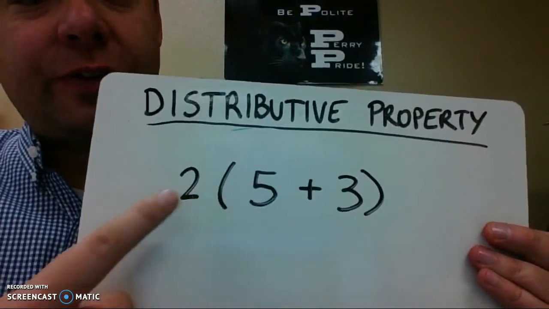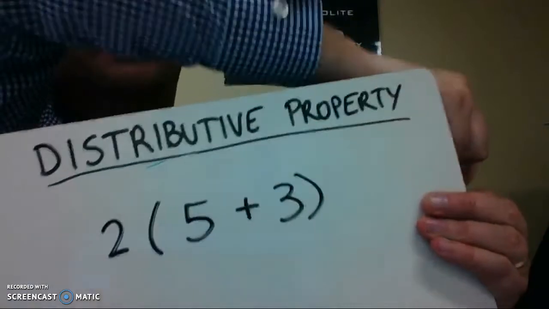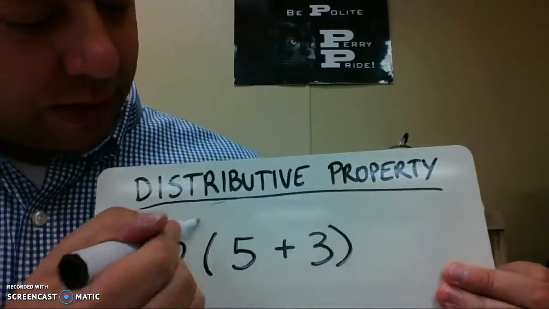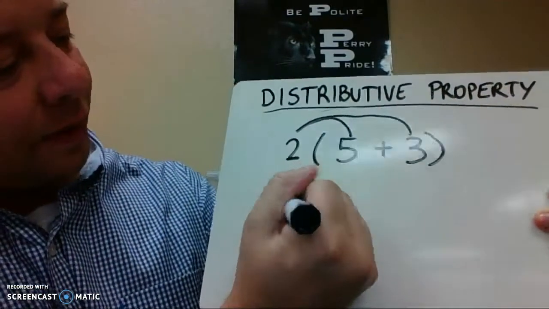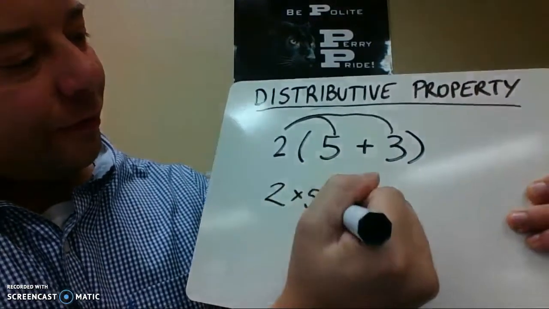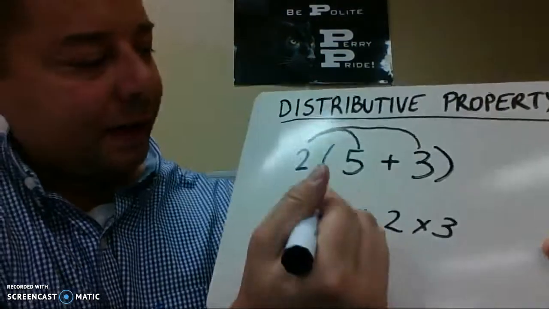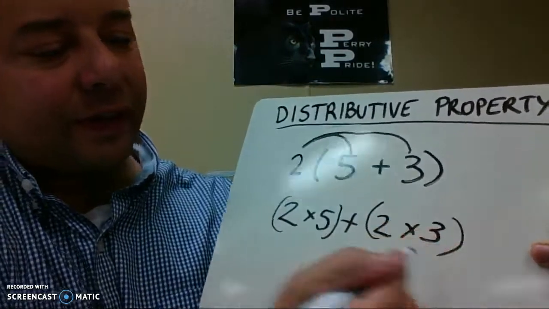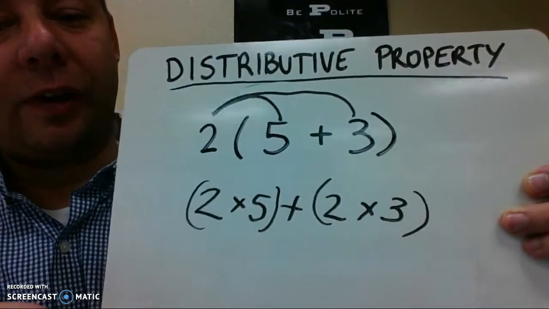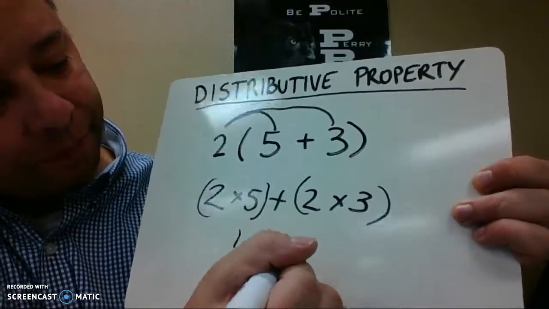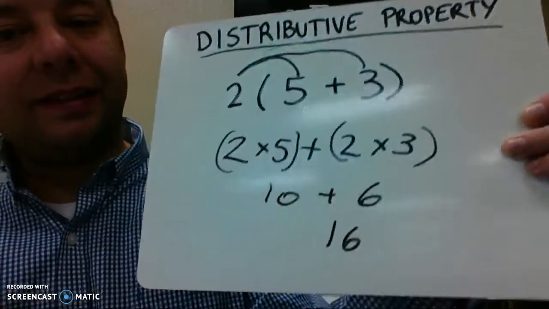I have the number 2 being multiplied times the sum of 5 plus 3. So once again, my 2 can get distributed to the 5 and to the 3. That means I can set this up as 2 times 5 plus 2 times 3. And if I want to, I can put these both in parentheses just to make them stand out a little bit. This becomes a lot easier to now solve because 2 times 5 gives me 10, plus 2 times 3 gives me 6, 10 plus 6 gives me 16.